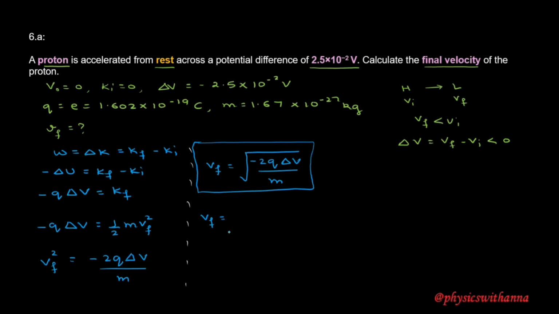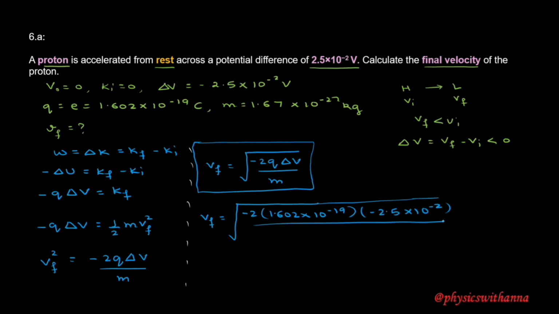We get v final equals square root of negative 2. Charge on proton is 1.602 times 10 to the power negative 19. Delta V is negative 2.5 times 10 to the power negative 2. Mass of proton is 1.67 times 10 to the power negative 27. The mass and charge of proton are both constant. So when you solve this, you get the final velocity of proton as 2190 meter per second, which you can also write as 2.19 times 10 to the power 3 meter per second.